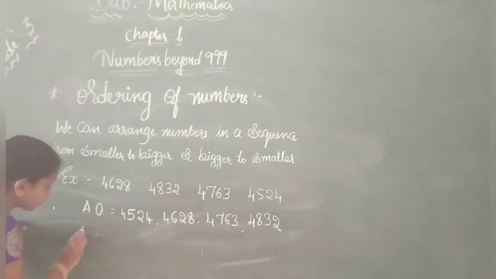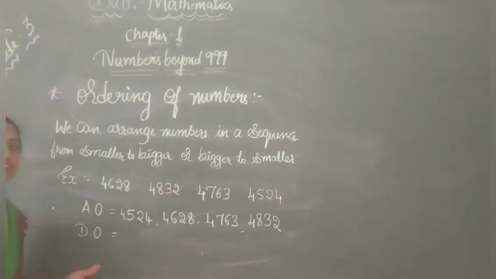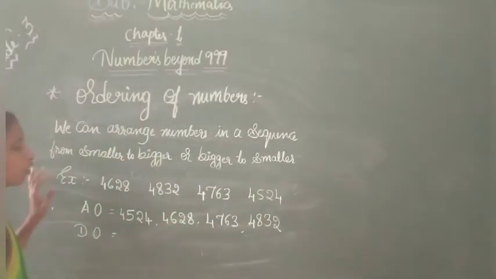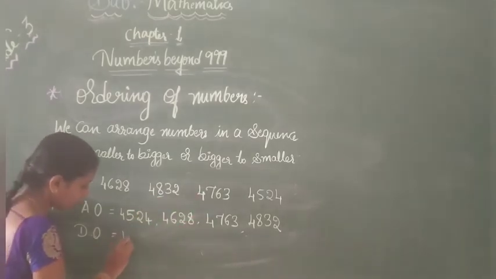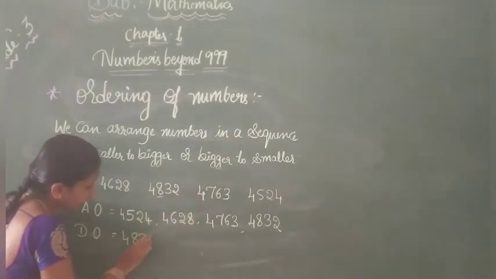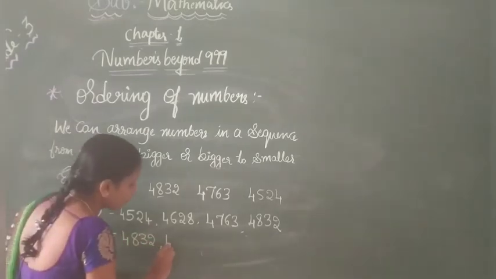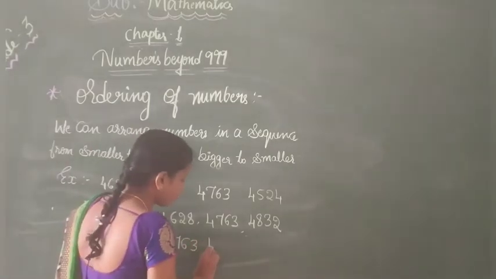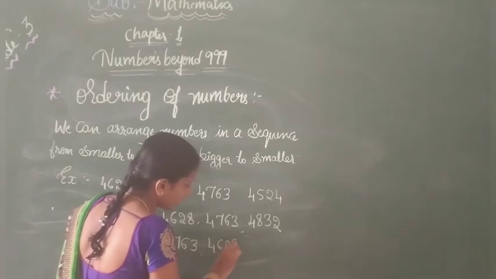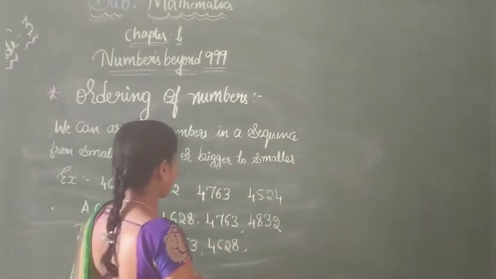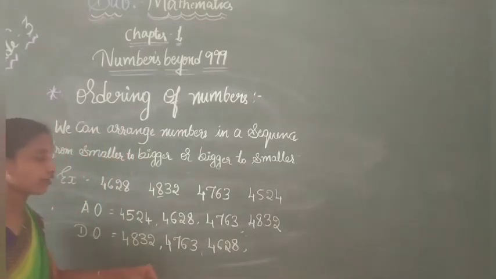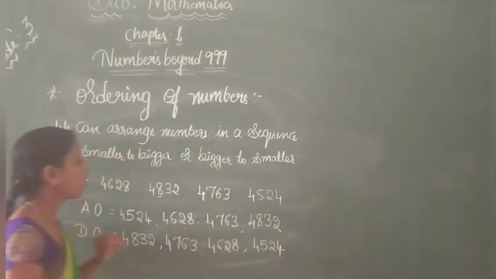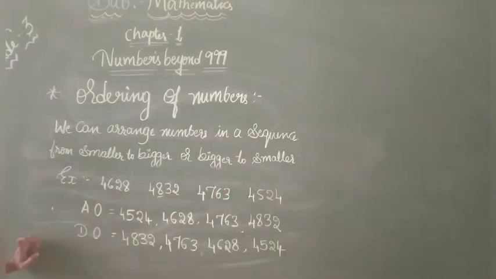For this, we also have to write descending order. What is descending order? Writing the numbers in order from bigger to smaller. So, which is the biggest? 4,832. Next, 4,763. Good. Next, 4,628. Next, 4,524. Is it clear? Understand?